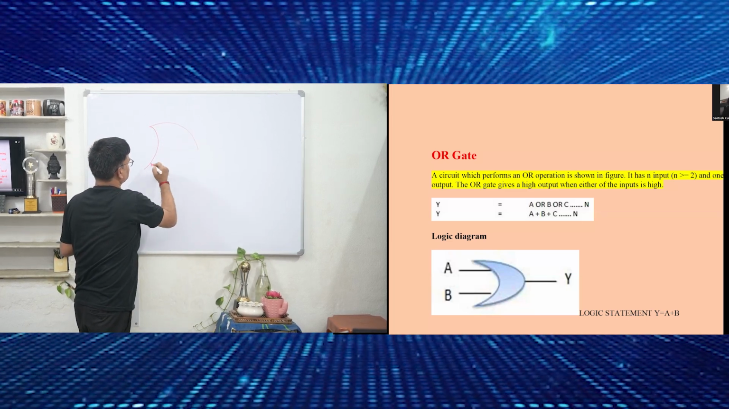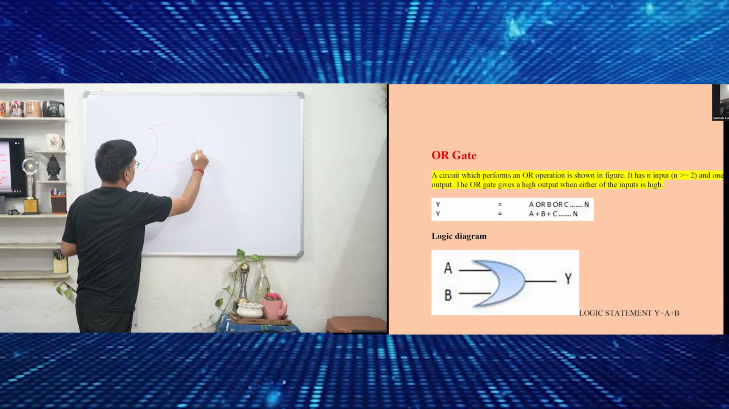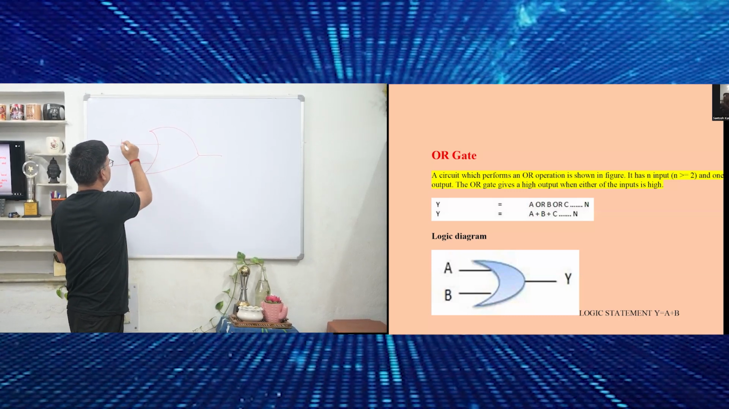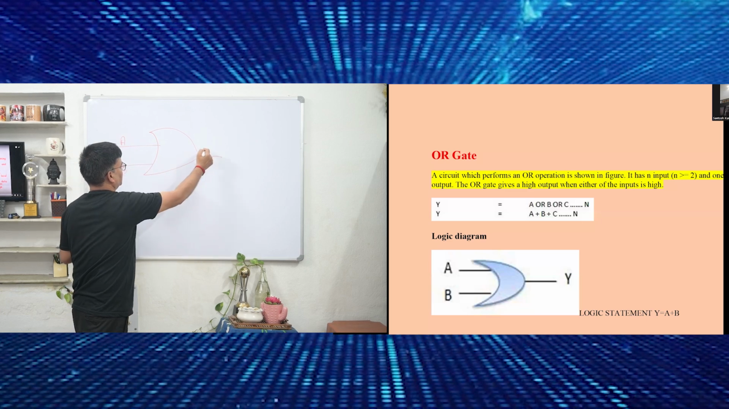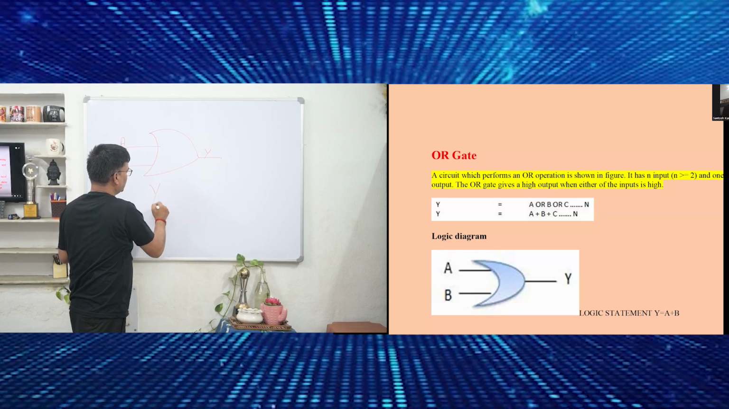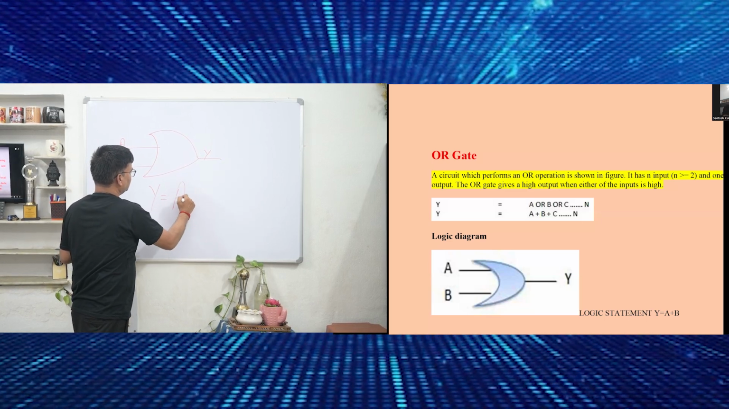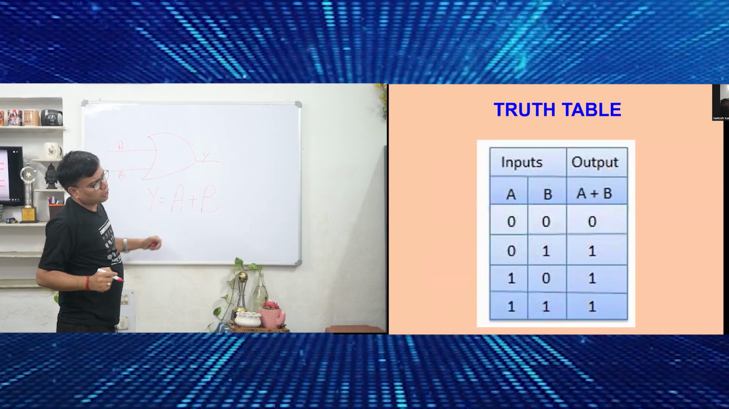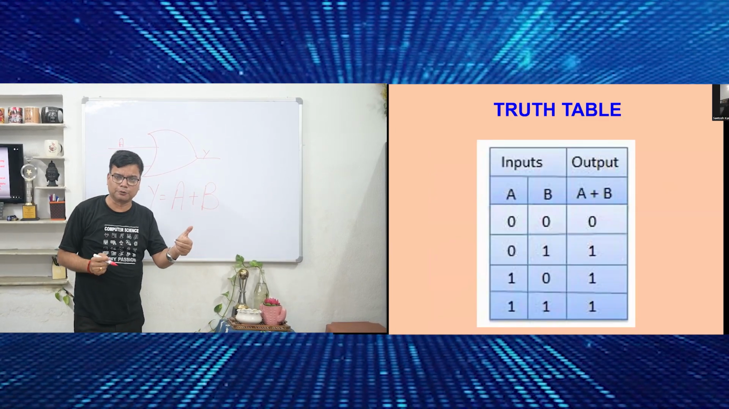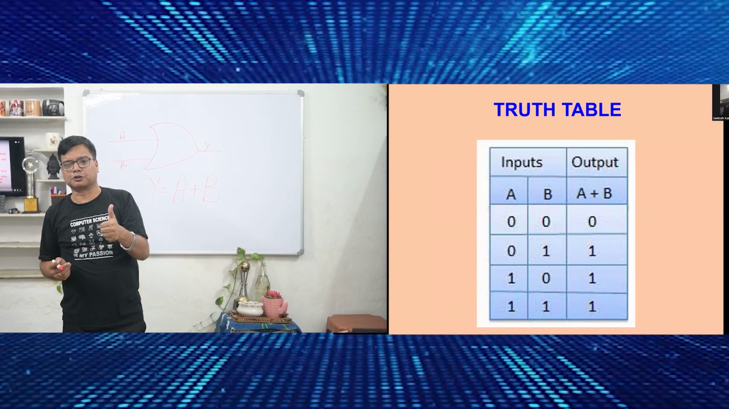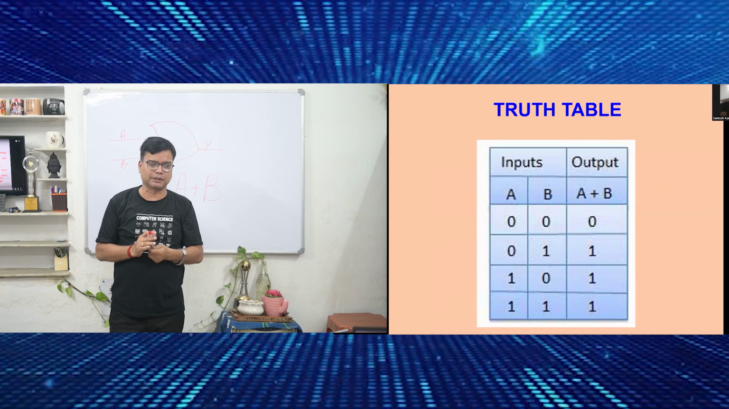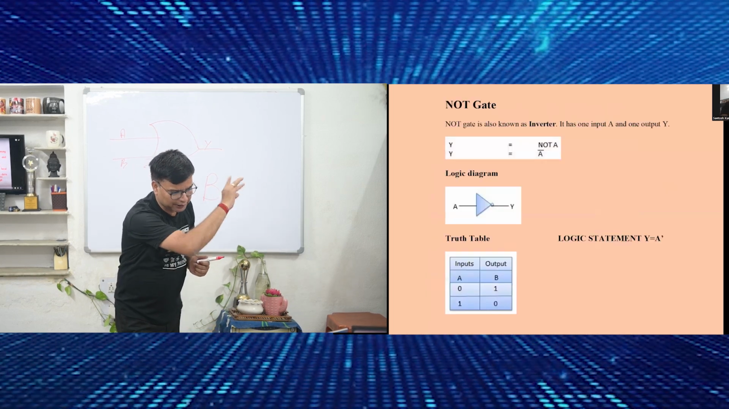Now the symbol of OR gate is like this. This is A, this is B, and this is Y. For OR, we represent Y is equal to A plus B. So OR gate gives a high output when either of the inputs is high. अगर एक भी input high होगा तो output high होगा. That will be the requirement of the OR gate.